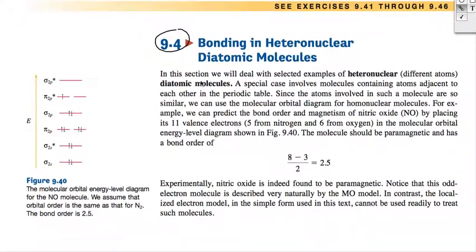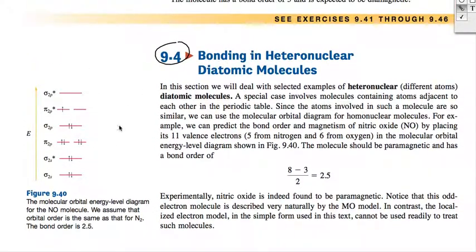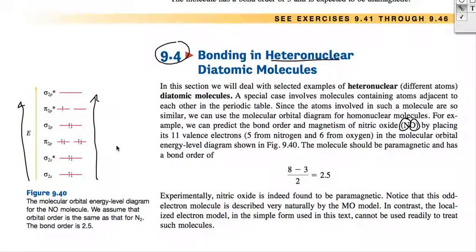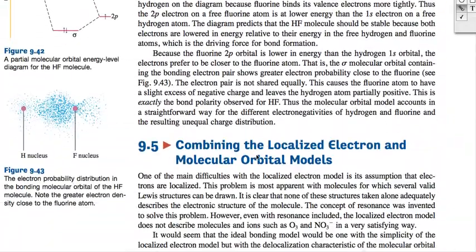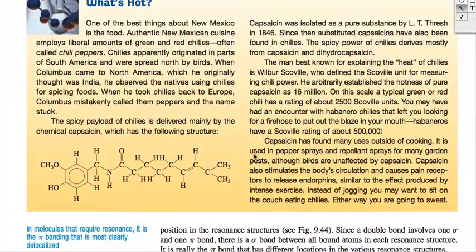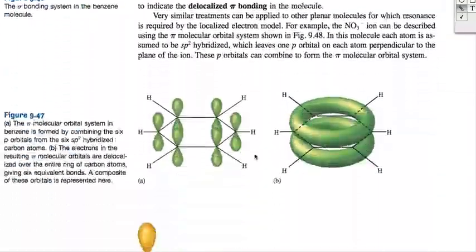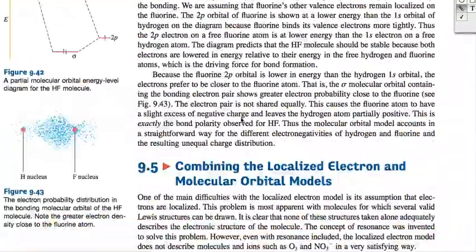In 9.4, they're again continuing the concept of molecular orbitals, but they're doing it with heteronuclear diatomic molecules. In other words, 2 atoms that are not the same, like nitrogen with some other atom like oxygen. But the concept is the same. You're going to fill up the bonding and anti-bonding molecular orbitals from lowest energy to highest energy. Okay? Here's an example for you to look at. All right, basically, that is what you need to know.